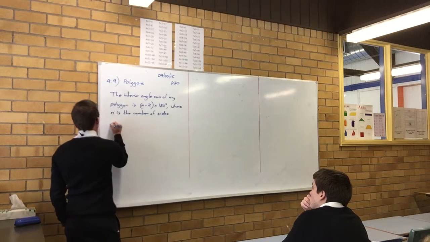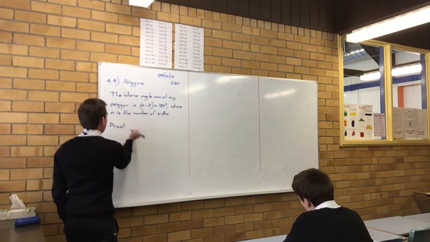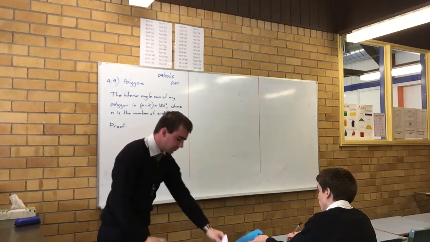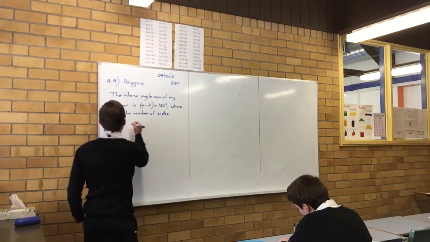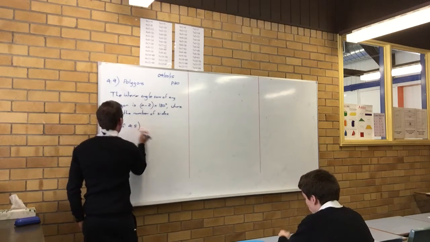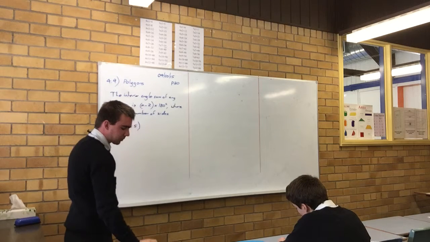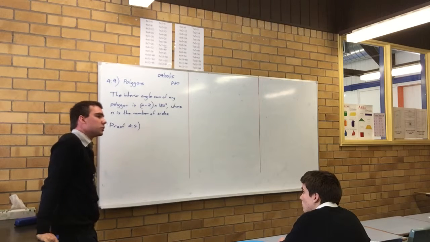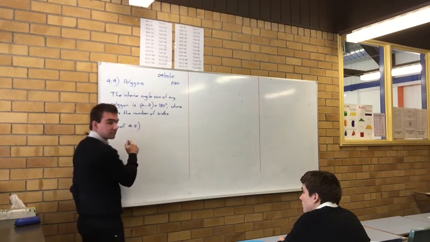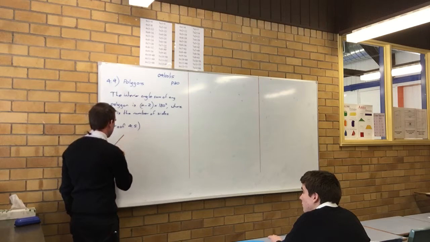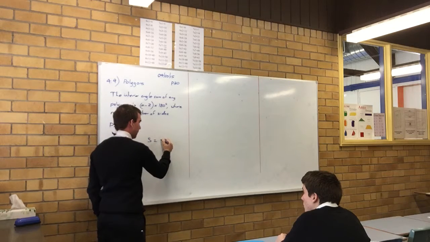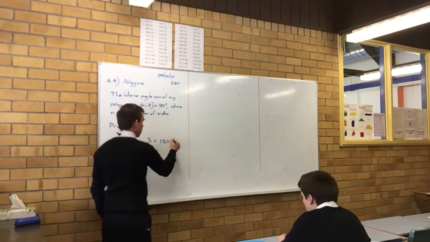Okay, so let's have a look at the proof. We'd like to see how things work, not just take for granted that this is a formula. How did they come across the formula? The proof. So what's the least number of sides for a polygon? 3. 3 sides, which is called a triangle. So the interior angle sum, I'm going to write capital S, is what? 180. We've already proved that in this topic.